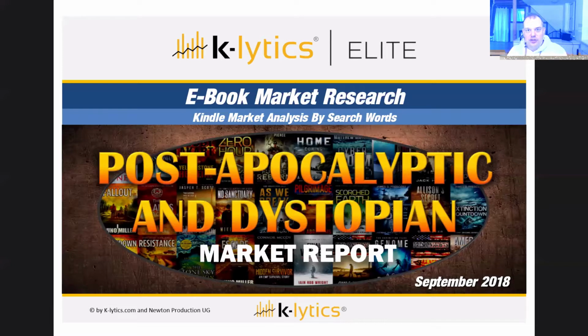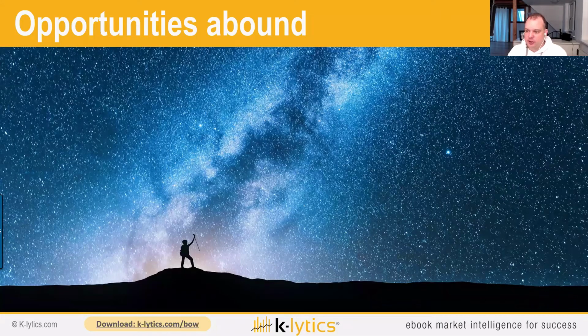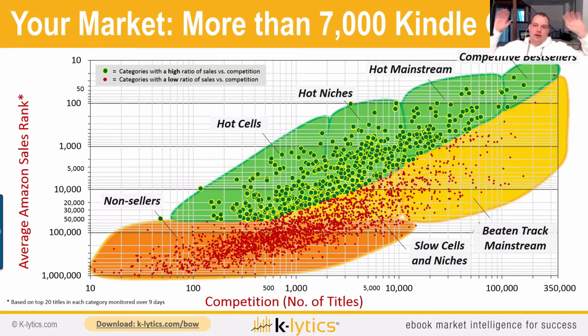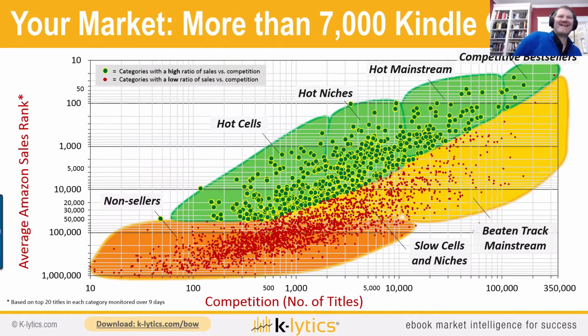So once you drill down to the niche market level, the good news is that you really have opportunities abound for authors. If we take my favorite analogy of the stars in the sky, where every little star is a potential opportunity, a book market niche you want to write for, then literally the sky is the limit. If we turn every little star into a book market, let's say every little star is a category in Amazon, and you put all those stars in the sky on one sheet of paper, it would basically look like this. People who know Kalytics know this is our trademark, the stars in the sky, the Milky Way picture.